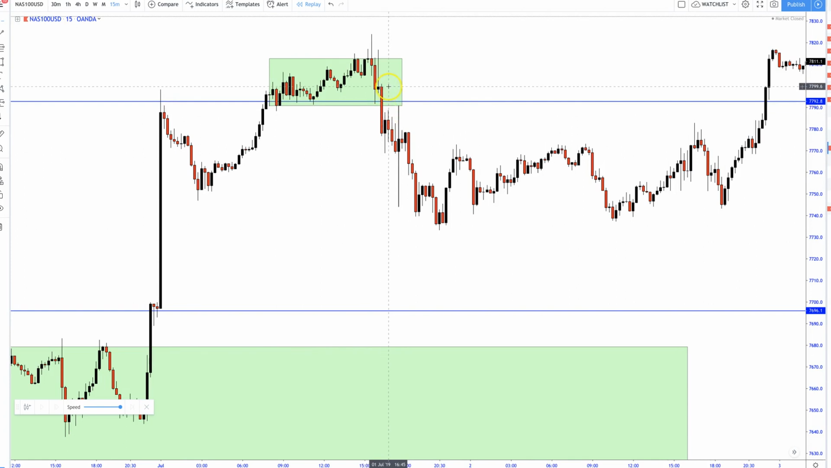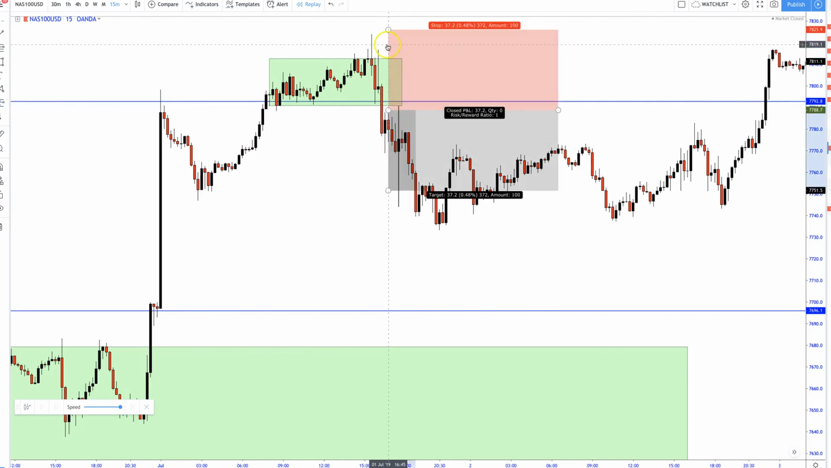I'm cool with 110 pip reward. Then you would go, okay, cool. So now you grab your short position tool. Get your short position tool out. You go, okay, cool, we're entering here. Stop loss is above that wick, 130 pips.